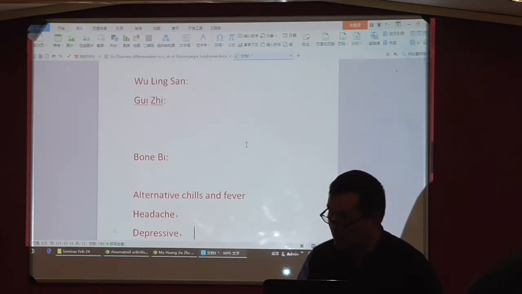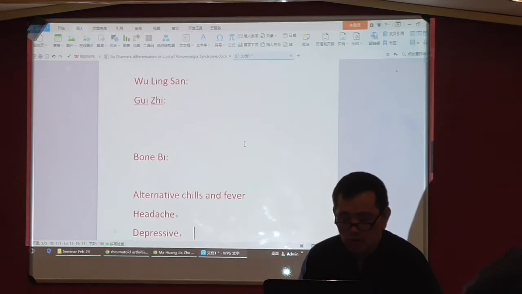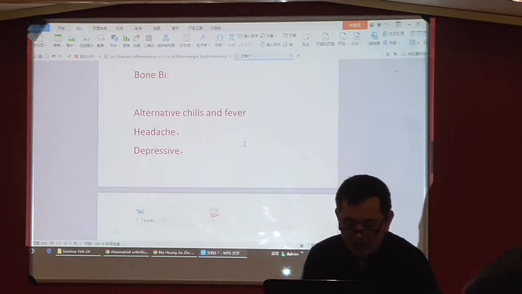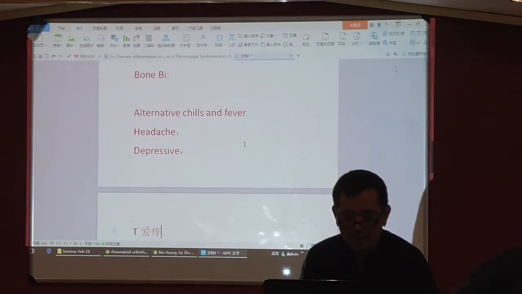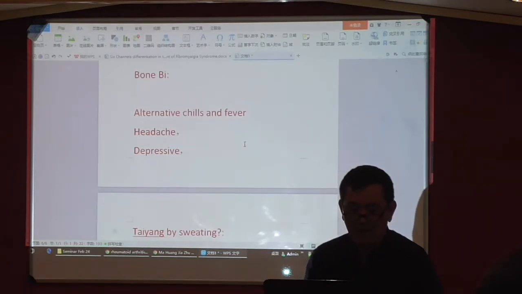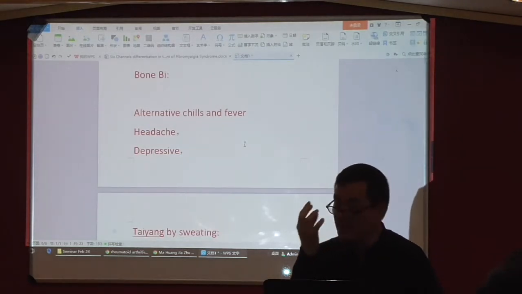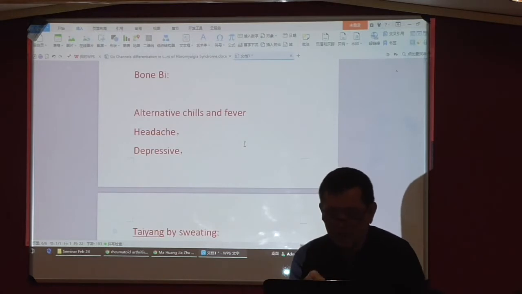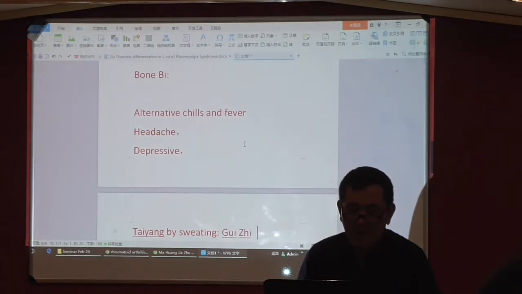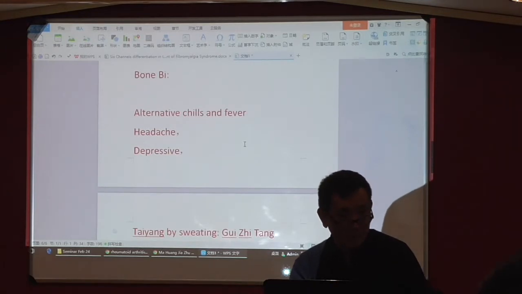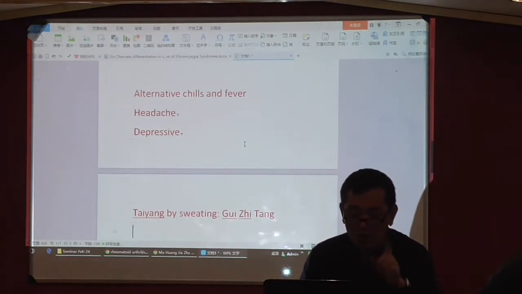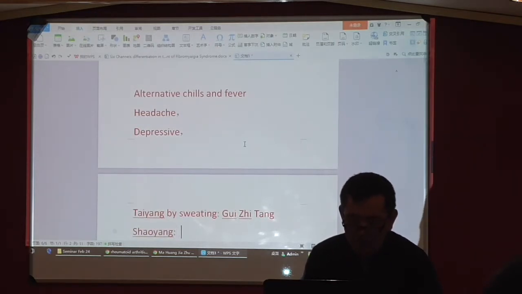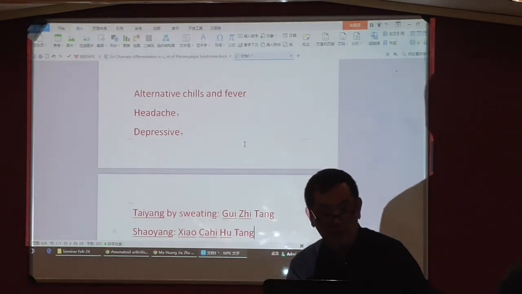Okay. And then what are you going to do? So treat the Taiyang by sweating. As we wish, the best is Ma Huang. But for people who have no sweating, very cold, not Ma Huang, usually Gui Zhi Tang. Enough. It's not. But then also Shaoyang, you have Xiao Chai Hu Tang. You have to add it.